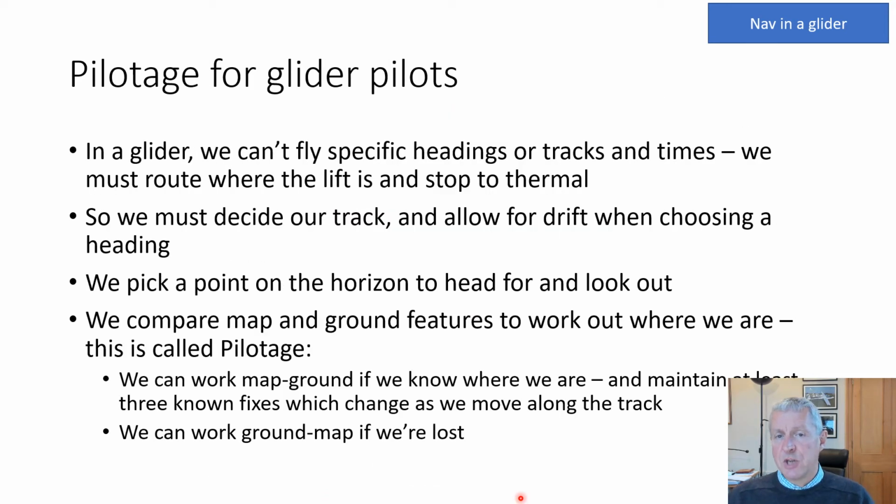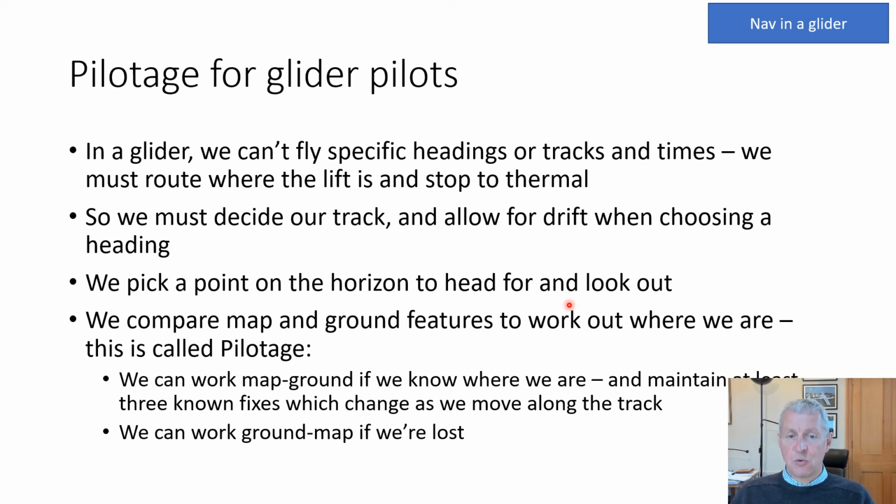So if we don't have a GPS, how do we navigate? Well, that's called pilotage. In a glider, we can't fly a specific heading or track for a specific time, which is what we would do in a powered aeroplane. We have to route where the lift is, and we have to stop to thermal. So dead reckoning techniques don't work for us. We can decide what the track we want is, and we can allow for drift when choosing a heading, and then that lets us point at a point on the horizon and spend most of our time looking out.